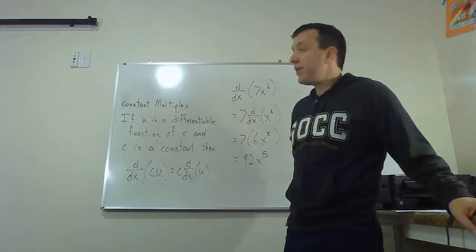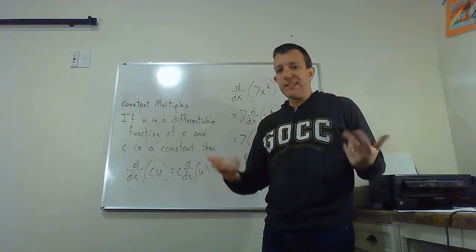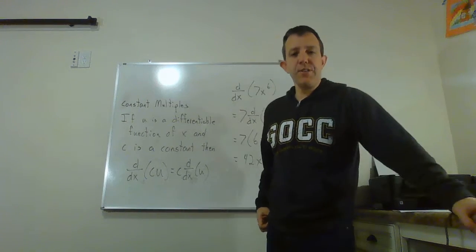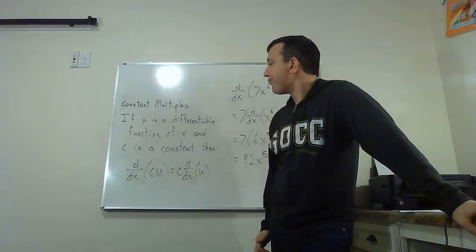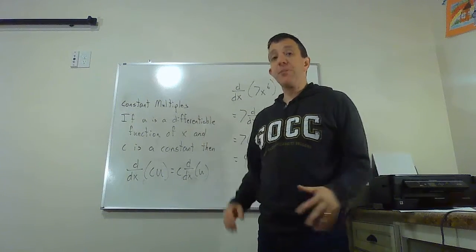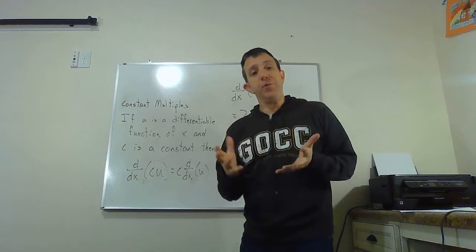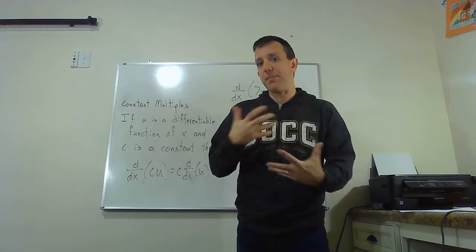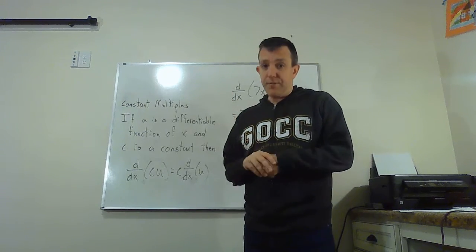All right, continuing on, constant multiples. So I'm going to introduce a little bit of notation here that is going to be useful for us, and we're going to look at this derivative. If u is a differentiable function of x and c is a constant. Okay, so u here is really just a little piece of substitution that we're using to say this is something that we could take the derivative of.